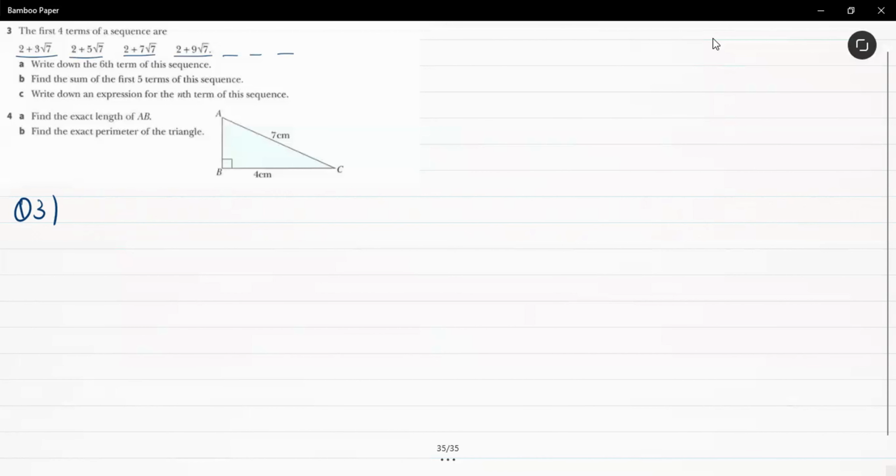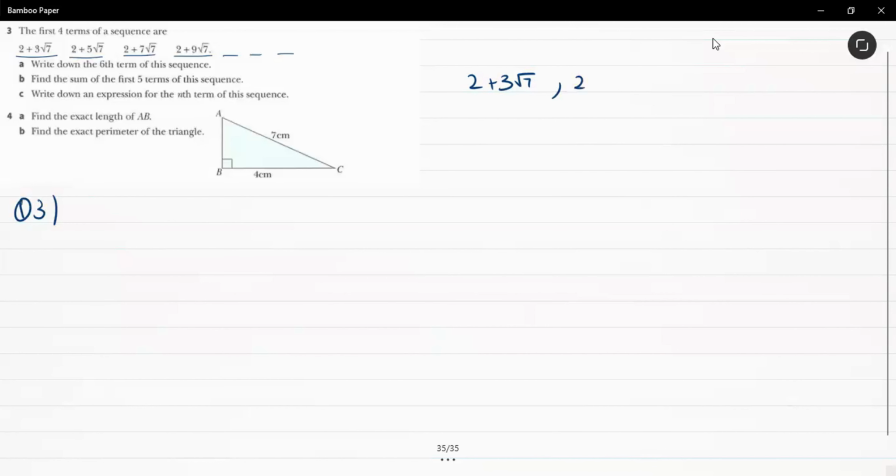We could apply it here, but right now, just to clarify your concept and to go according to the book, we are not going to assume that you know that concept. So right now, we just do it as it is. We just use our mental math right now. They have told us to write down the sixth term of the sequence. Now the thing is, you understand what is 2 plus 3 under root 7.